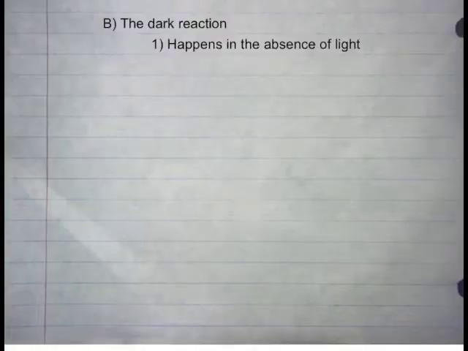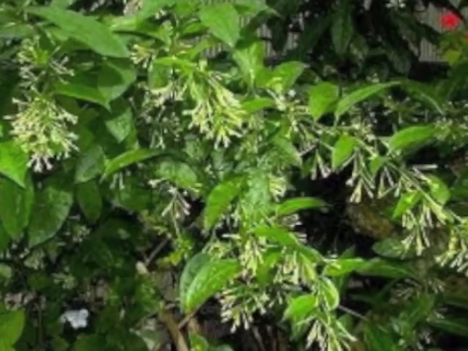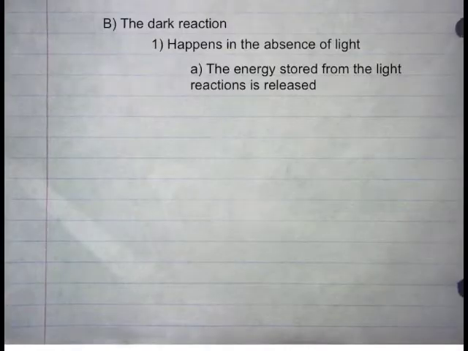The dark reaction happens in the absence of light. When plants are in the dark, they take the energy that they've stored and then use it to create glucose. The energy stored from the light reactions is released.